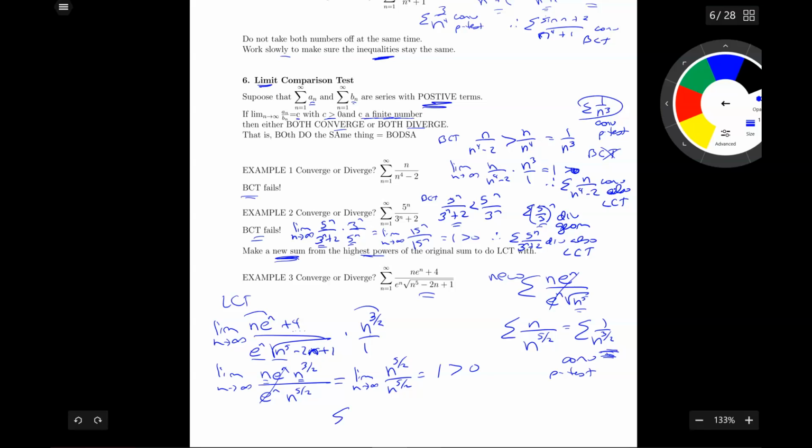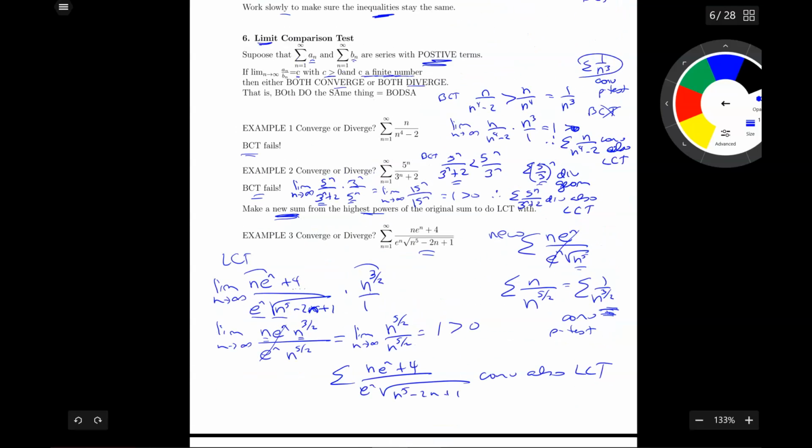Since this one converges, so yes, you do have to invest the time to say, therefore, this one converges also by LCT. So that's a review of all of the things that we know so far that are going to come back into play.